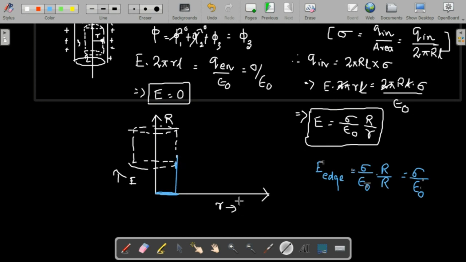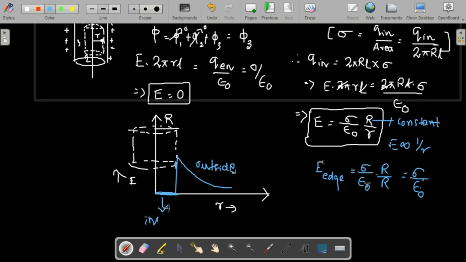And then as soon as it crosses the edge, see, again it becomes inversely proportional to r. This capital R is fixed. This capital R is a constant because that's the radius of the cylinder, so that cannot change. So the only thing that changes is this distance. So E is inversely proportional to r. So outside it will again be like this. Outside the nature is like this, and inside this is the nature. If someone asks you what is the maximum field, it is sigma divided by epsilon naught.